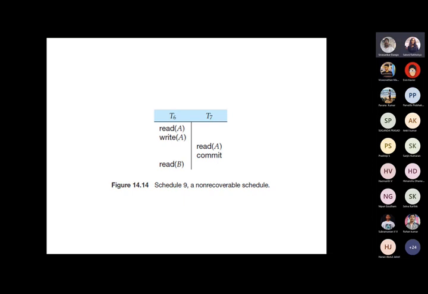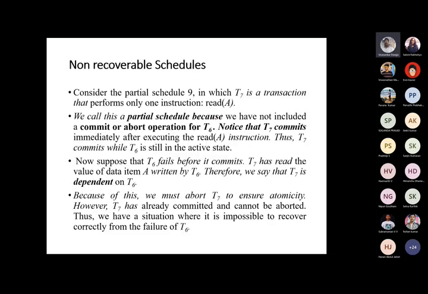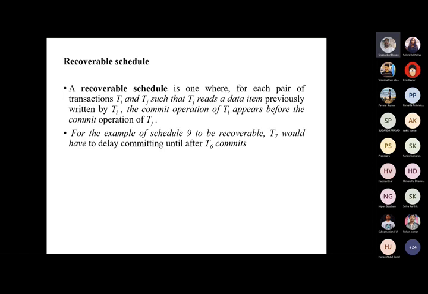Right. So whenever you have concurrent execution of transactions, you need to design it in such a way that it is a recoverable schedule, right? So for a pair of transactions, Ti and Tj, which are executing concurrently, such that Tj reads the value of a data item previously written by Ti, the commit operation of Ti should appear before the commit operation of Tj. This is the property of a recoverable schedule.